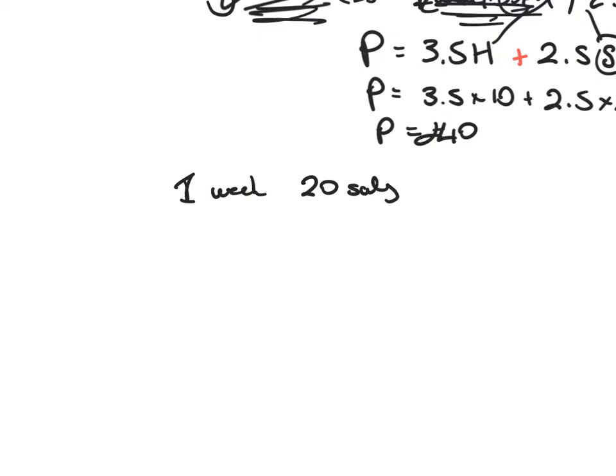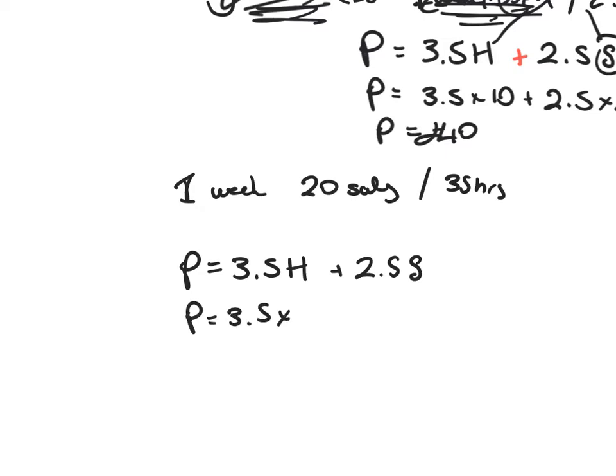Okay, next week, in the 1 week, he makes 20 sales, and he does this time 35 hours. So the pay is equal to 3.5 lots of the hours worked plus 2.5 lots of the sales made. So that's 3.5 lots of 35 hours worked plus 2.5 lots of 20 sales made. So punch that in the calculator, and that will give me £172.50.